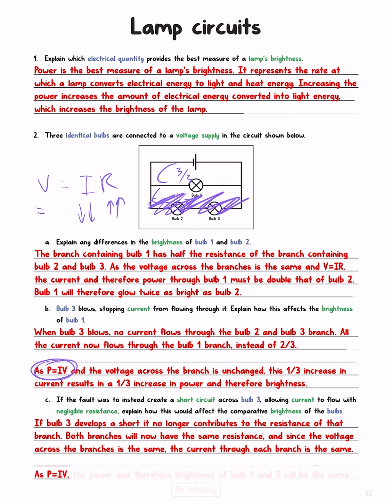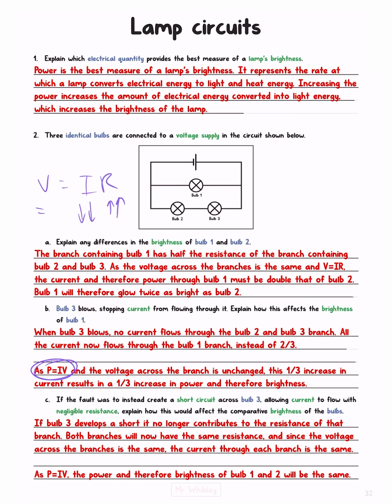As P is equal to IV, the power and therefore brightness of bulb 1 and bulb 2 will be the same. In other words, if bulb 3 is taken out of action, but current can still flow through it, then essentially we just have our two branches with identical bulbs. Because the branches are identical, so are their current, and so is their voltage, and so too is their power, and therefore so too is their brightness.